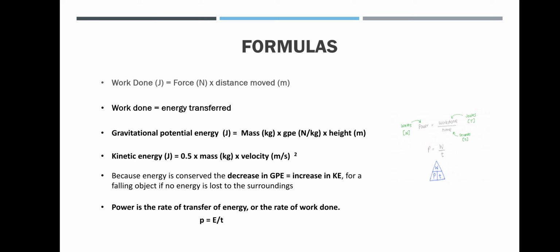Next up we have gravitational potential energy, which is in joules. The formula for this is mass, which is in kilograms, times gravitational field strength, which is in newton per kilogram, times height, which is in meters.